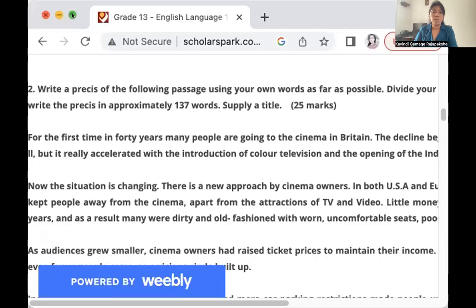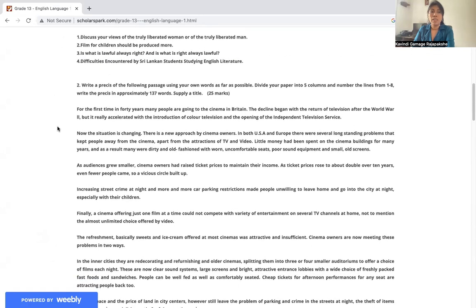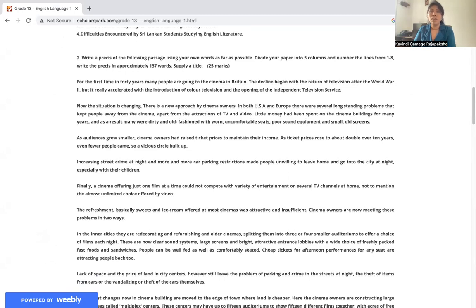So here I'm going to take one of the papers on my ScholarSpark website. Here you can see the passage. Let's see the marks allocated for the summary. It's 25 marks and 5 marks, remember, altogether it's 30 marks actually, the 5 marks for your MCQ questions. Here I'm not going to discuss any MCQ questions related to this. Let's see how to summarize this. The number of words they have mentioned here, 130 words.